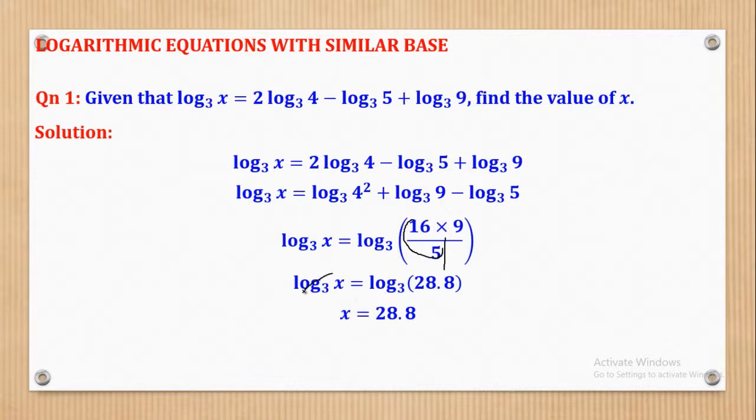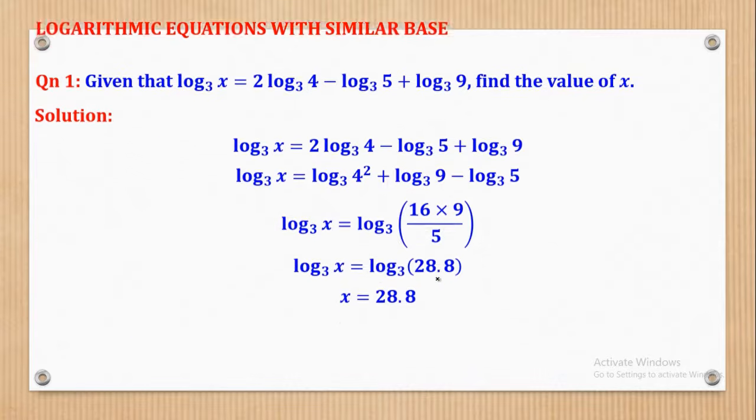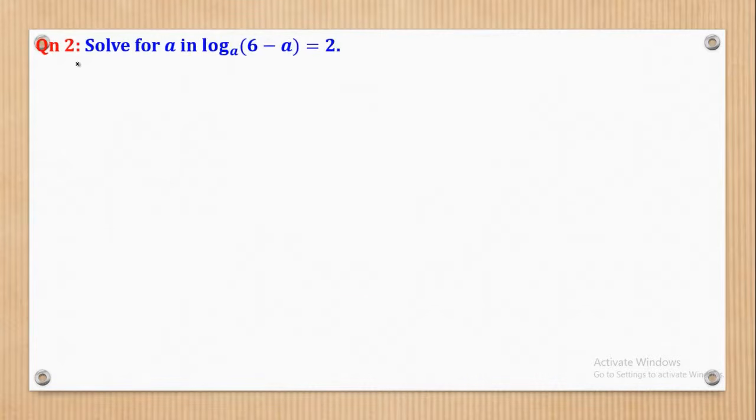And lastly, this log 3 can cancel because here there is no coefficient, and also here there is no coefficient. Therefore you end up with x being equal to 28.8. Now we shall go to question 2, which is that solve for a in this.